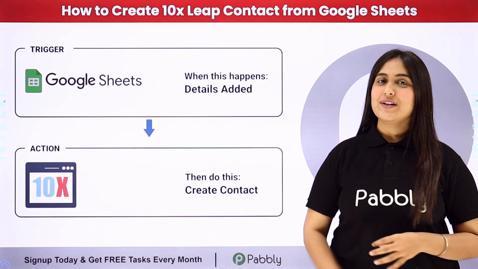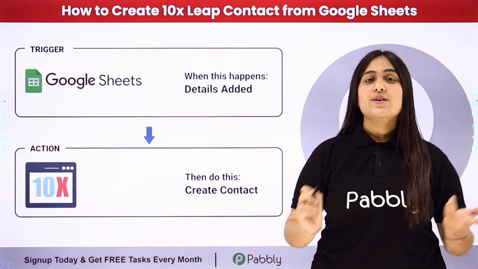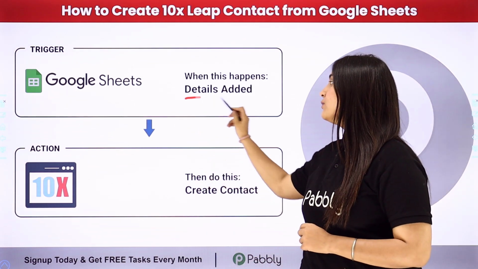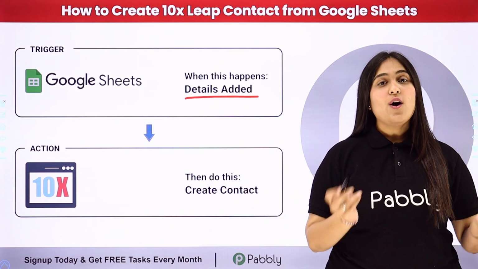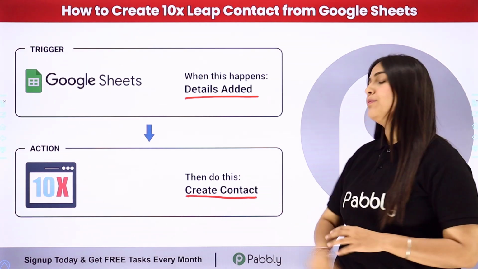So in this video we are going to learn how to create 10x Leap contact from Google Sheets. Here I've created a spreadsheet in Google Sheets, and in this case I want whenever a new detail is added in my Google Sheet, automatically using that detail, a new contact should be created in my 10x Leap account.